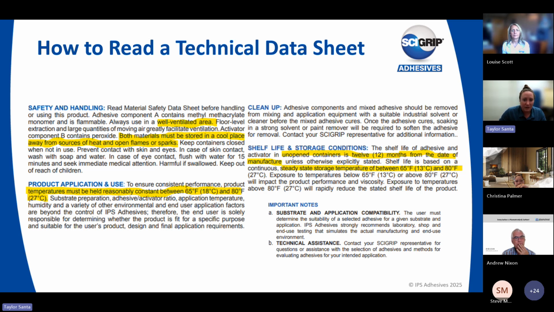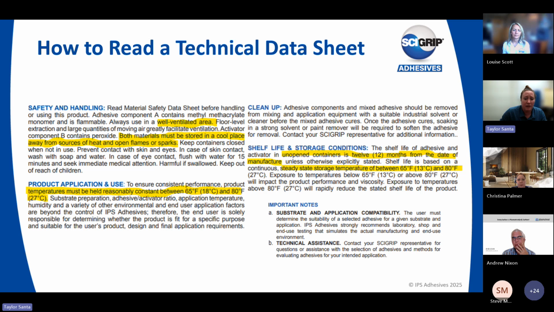The second page, like I was saying, people kind of skip over. There's a ton of information on here that can be gathered. This page describes the types of safety precautions that need to be followed, such as using the material in a well-ventilated area, as well as how to store the materials when not in use. You can see here that it states that this material must be stored in a cool place away from sources of heat and open flames, as well as holding the temperature consistent at 65 degrees Fahrenheit to 80 degrees Fahrenheit. And that's just the storage temperatures.